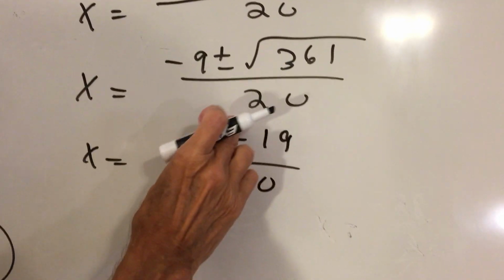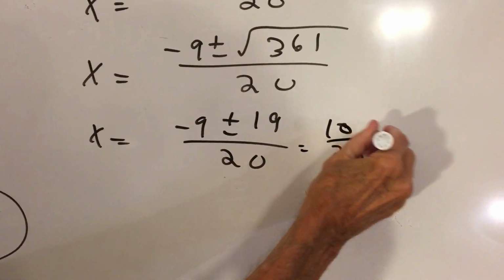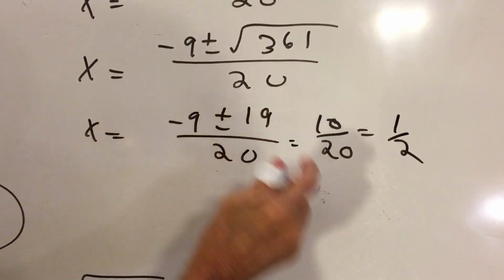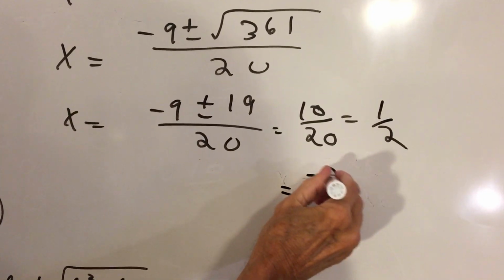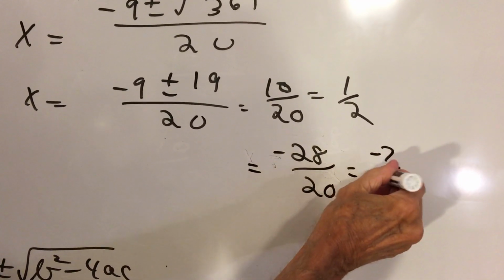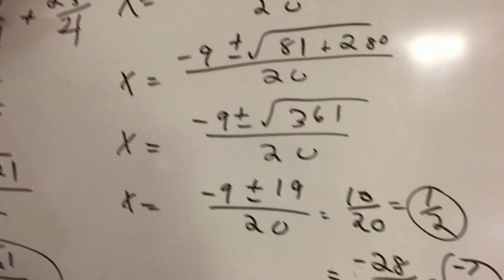So you have negative 9 plus 19, which is 10 over 20, which is a half, and negative 9 minus 19, negative 28 over 20, which is negative 7 halves. Solving by the quadratic formula.